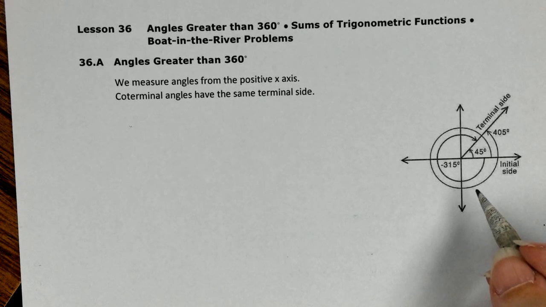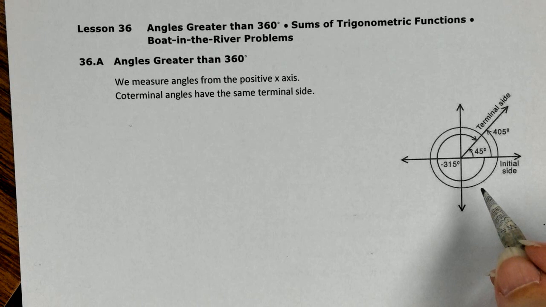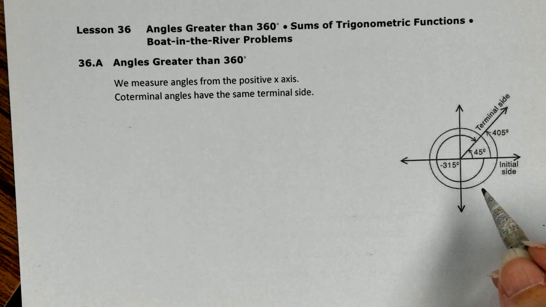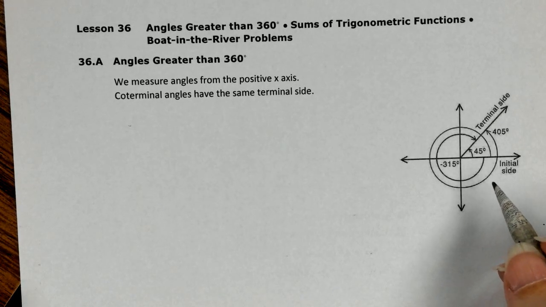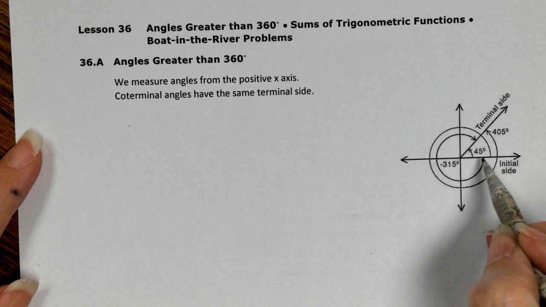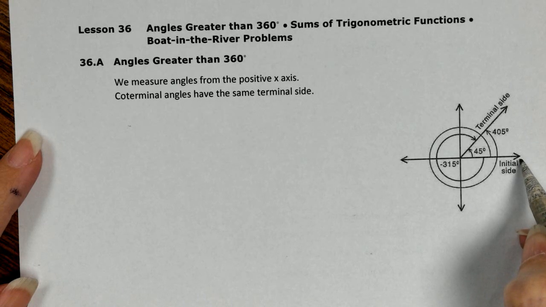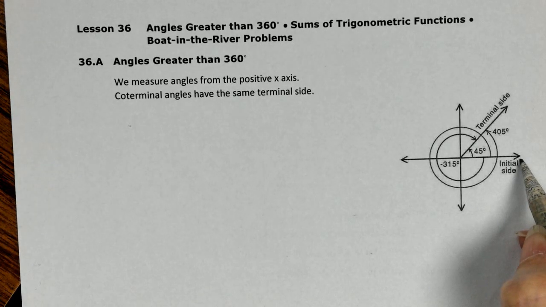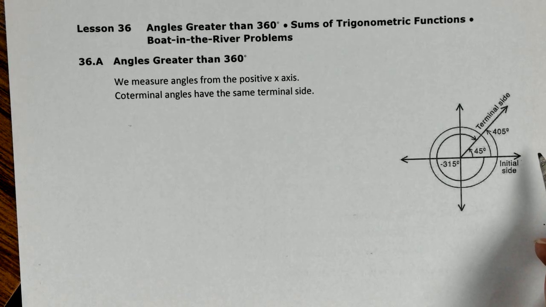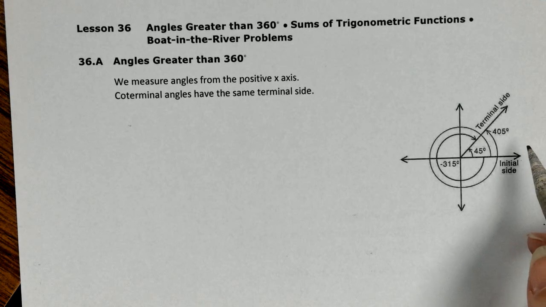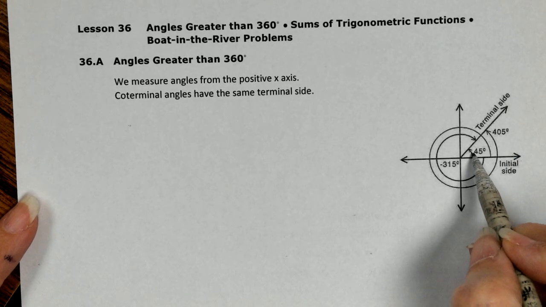Advanced Math Lesson 36. Part A is about angles that are greater than 360 degrees. It starts out reminding us that we measure angles from the positive x-axis, so that is always the initial side. And the terminal side is the other ray of the angle. So if we think of an angle as the distance between the initial side and the terminal side, a 45-degree angle would be right here.